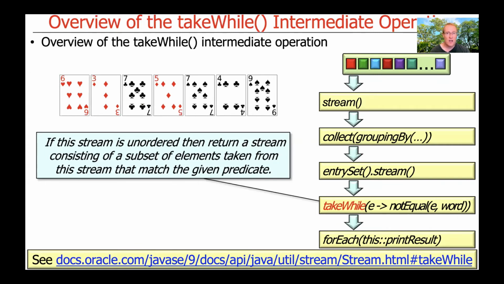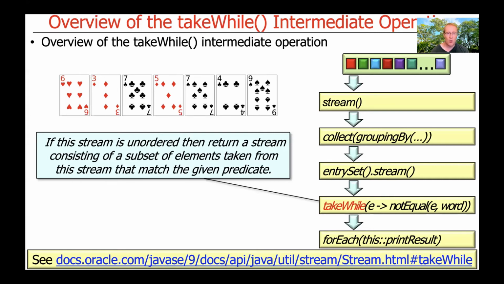So what takeWhile does is, as long as there's something that matches, we're going to accept it and let it continue down the pipeline. And as soon as we find something that doesn't match the predicate, at that point, we're going to go ahead and drop everything else in the stream from that point onwards. So that's why it's a short-circuiting operation. Once again, there's this distinction between ordered and unordered semantics.